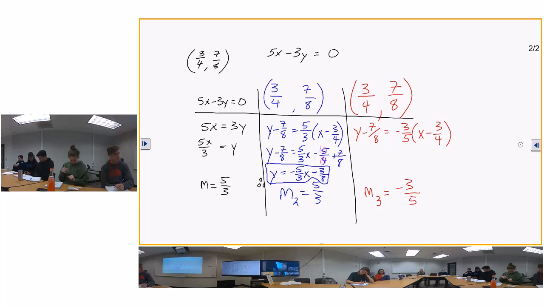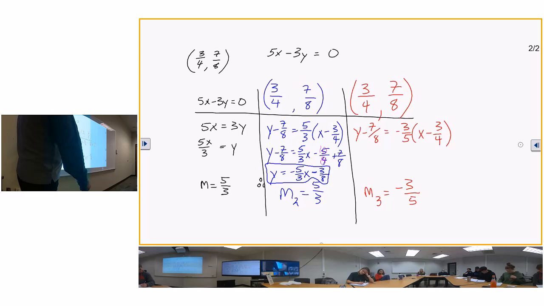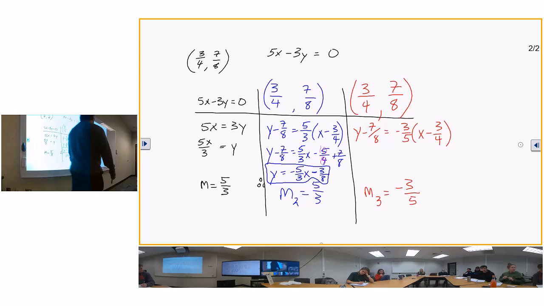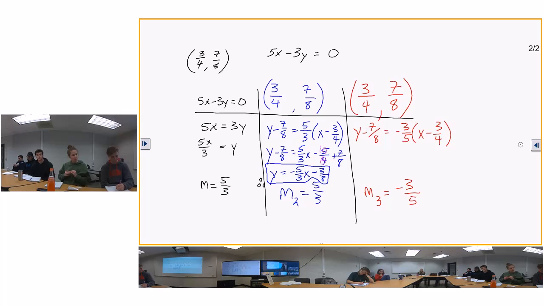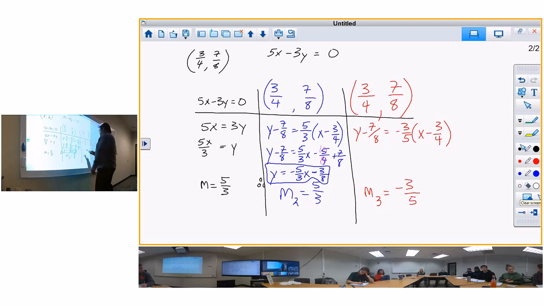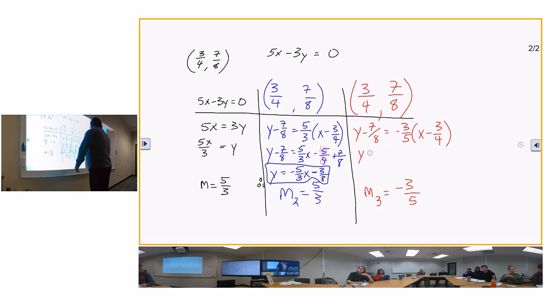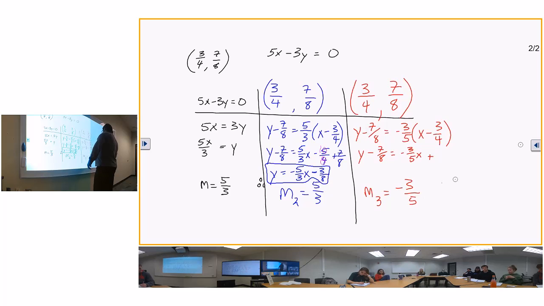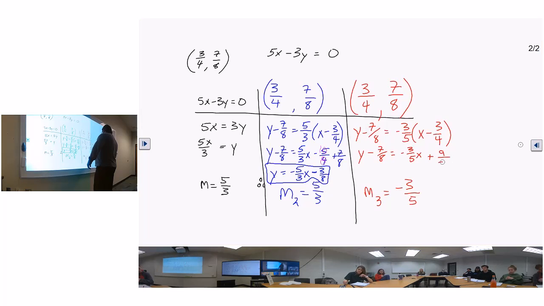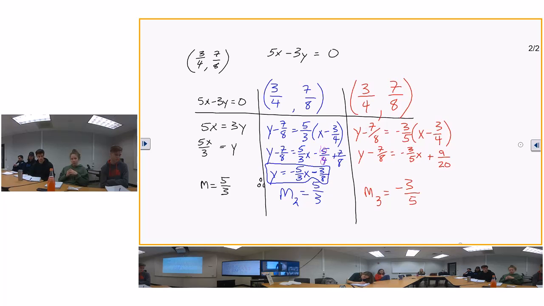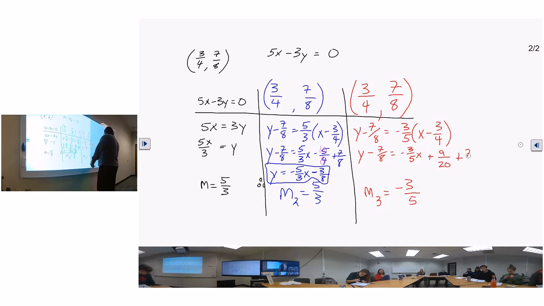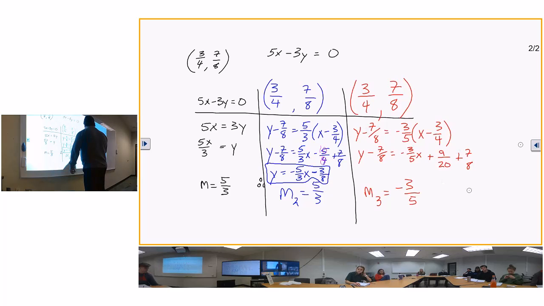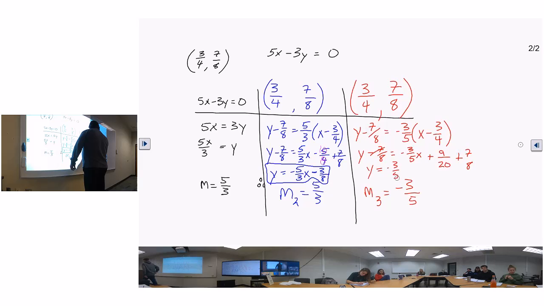Okay, if you need to, write it backwards like the sundial people want you to write it. Over here, y minus 7/8 is equal to negative 3/5 x plus, nothing cancels, so you got 9/20. Bring the 7/8 over, it becomes plus 7/8. And now we've got to make a common denominator here. Y is equal to negative 3/5 x.